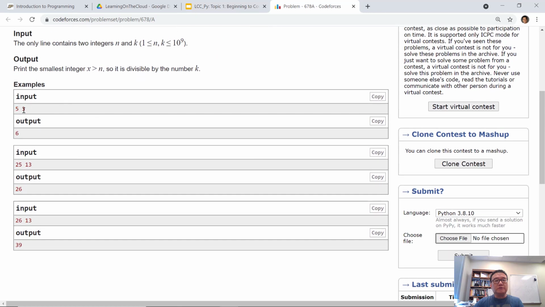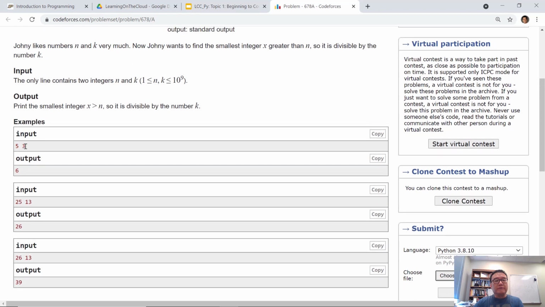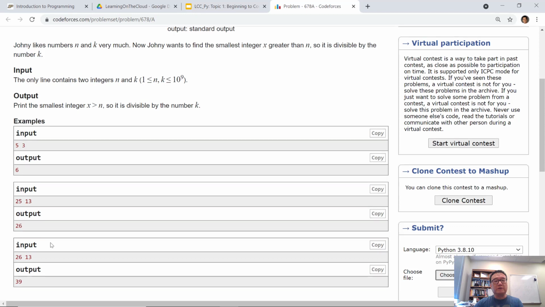So let's first look at some of the samples. If n is 5, k is 3, then the output is 6 because 6 is a multiple of 3 and 6 is greater than 5 and 6 is the smallest such number. Similarly for 25 and 13, we want a multiple of 13. So 26 is greater than 25 and it's the smallest number that satisfies both conditions, multiple of 13 and greater than 25. The next multiple of 13 will be 39. That will be too big because 26 already satisfies the condition. And 13 doesn't work because it's less than 25.